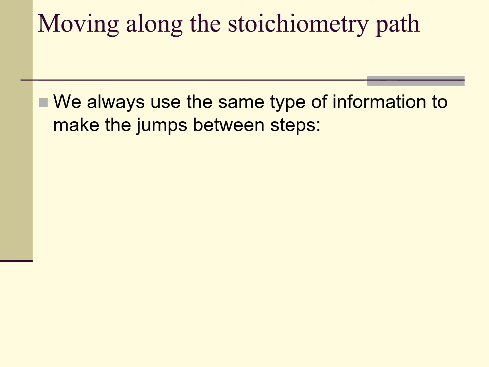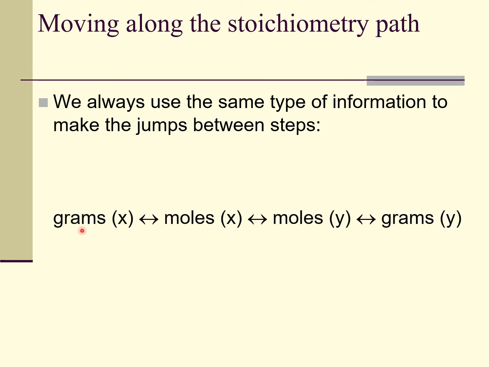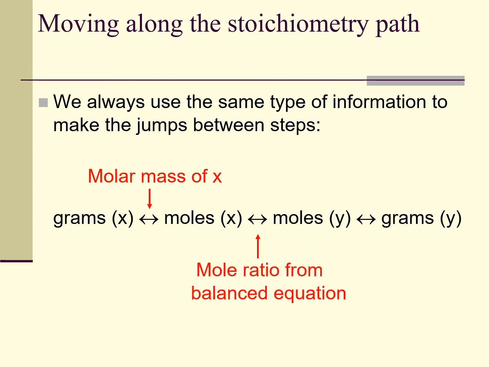Moving along with stoichiometry, we always use the same type of information to make the jumps between steps. Okay, from grams of X to moles of X, moles of X to moles of Y, and moles of Y to gram. So what do? Kapag grams of X to moles of X, you need molecular mass. From moles of X to moles of Y, you need mole ratio from the balance equation. From moles of Y to grams of Y, you need molecular mass of Y.